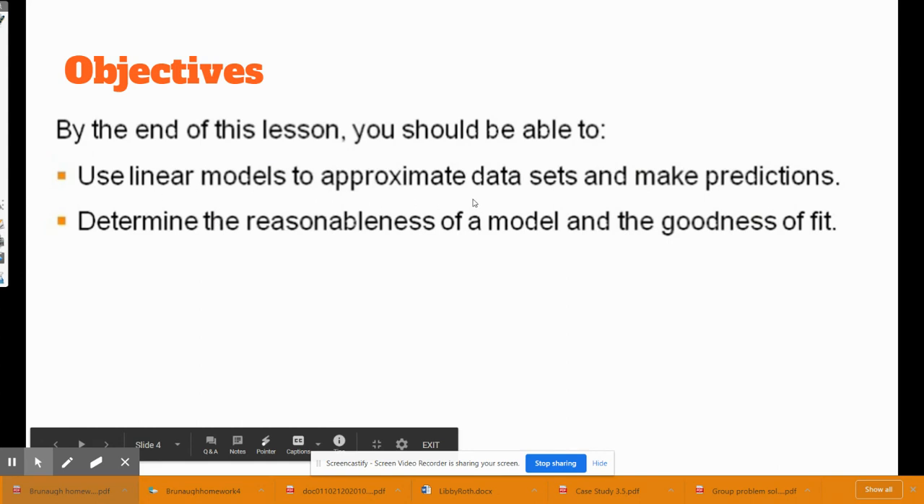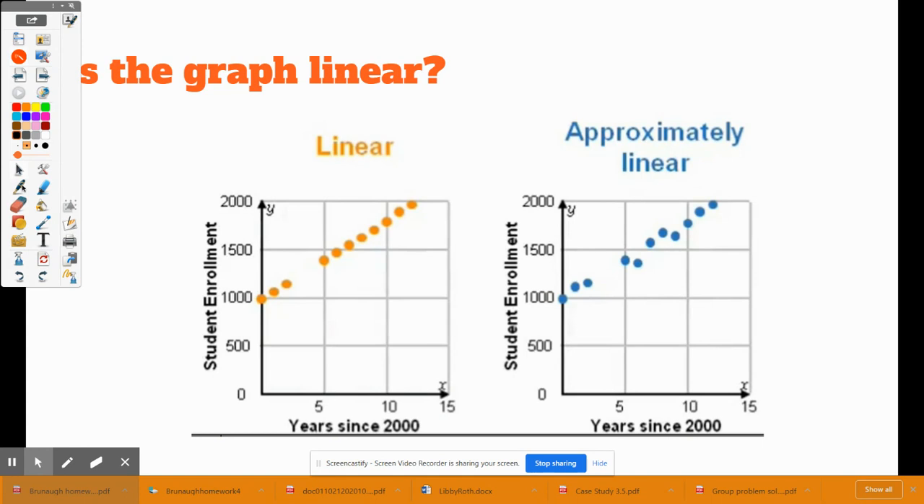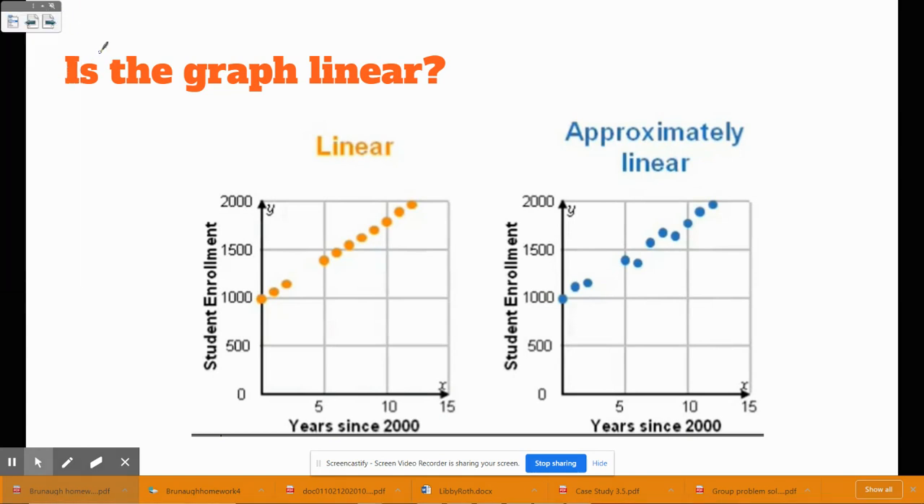We're going to use some models to approximate data sets and make predictions, and we're going to talk about this line and how good of a fit this approximation line can be. So we're going to decide if a graph is linear or not. All these dots look kind of like a line to me, but in this particular data set, if I draw a straight line, every single dot will touch it. And in this one, that's not quite true. There's no way to draw a single line that would touch all of them. So we call this approximately linear.